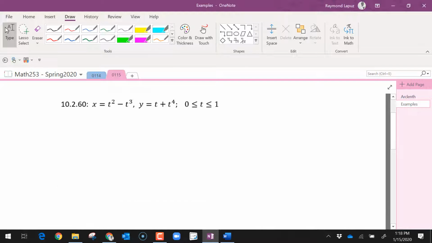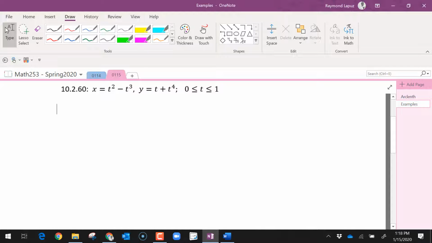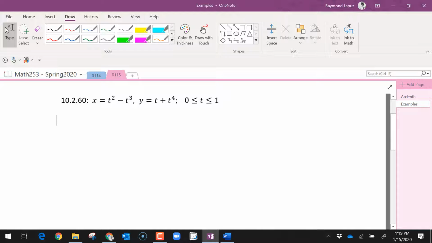Let's do an example where we set up the integral to find the arc length, and then set up the integral if this was revolved around the x-axis. I think an important part of this is the derivatives. So x of t is equal to 2t minus 3t squared, that's x prime of t, and y prime of t is equal to 1 plus 4t cubed.